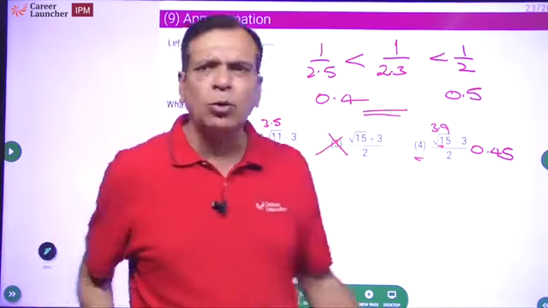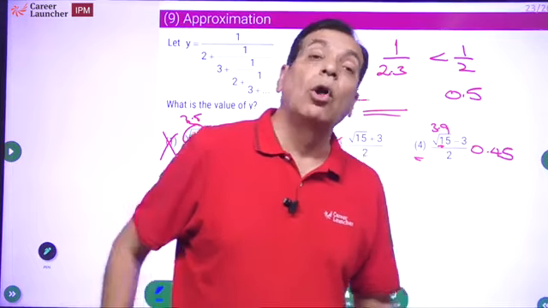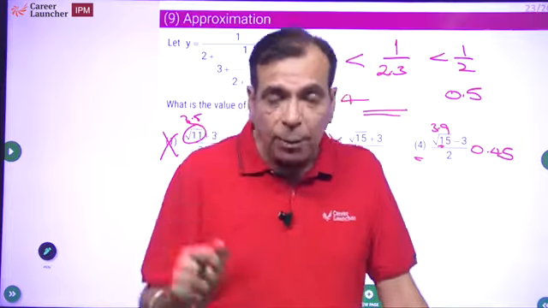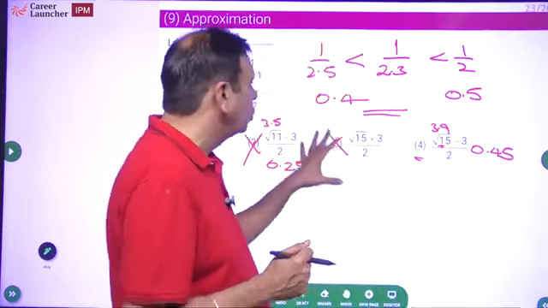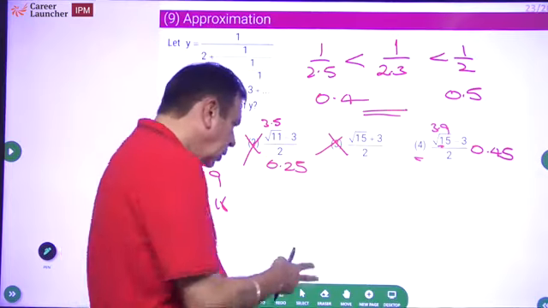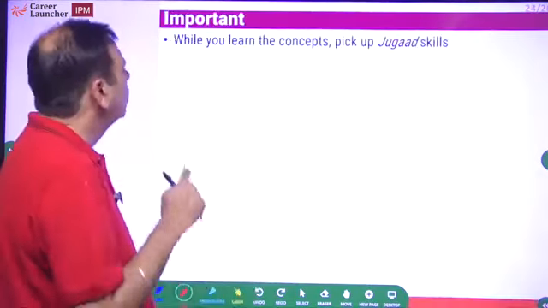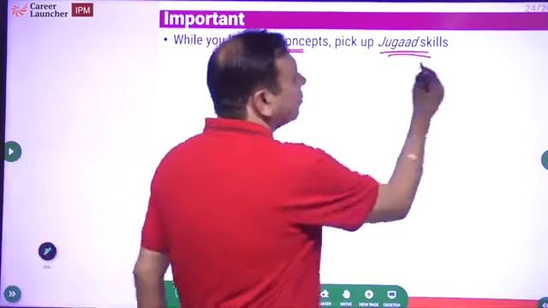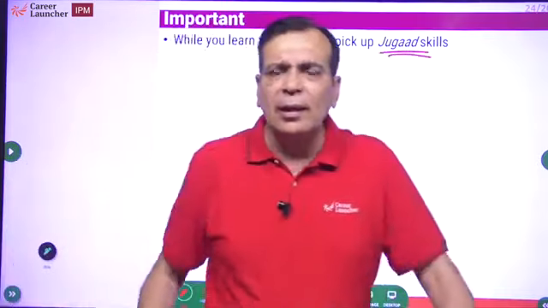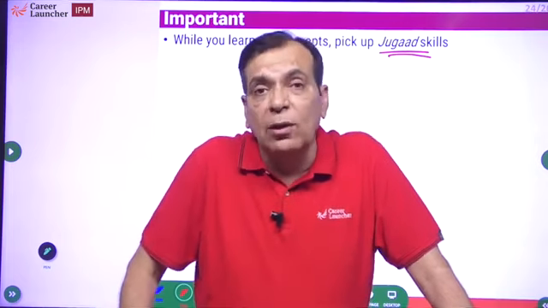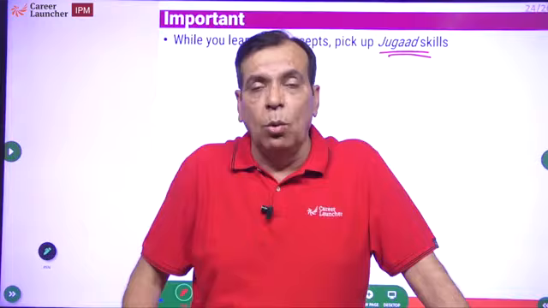Who's got the time to solve? So this also means you should be thorough with your calculations. If you are comfortable with your calculation aspects, you will be able to do this part fairly well, and approximation is extremely important. Okay? So this is what I wanted to help you understand, that while you learn the concepts, pick up jugaad skills. What I did in the last 7-8 questions, this is what is called jugaad, this is called common sense, this is called applying whatever you know.